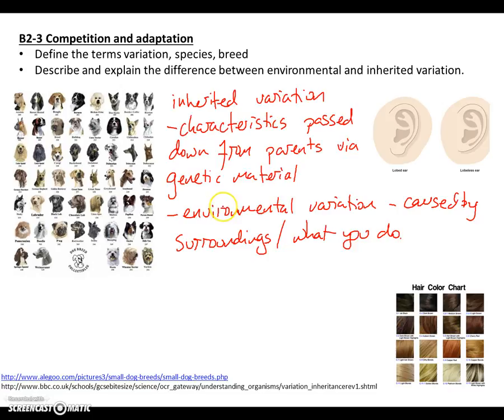Environmental variation is caused just by the environment. So language might be an example, because that only comes from how you speak, where you grow up, whereas a lot of the variations in characteristics can be both environmental and inherited. So hair color is a classic example. You will have inherited a particular hair color from your parents, but then you can dye your hair and change it, so they can be both inherited and environmental.